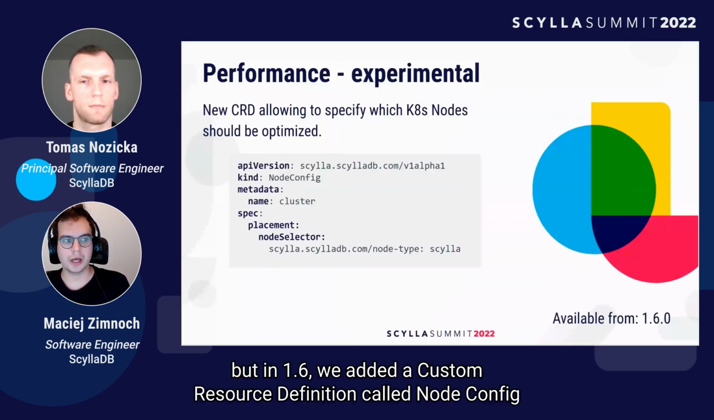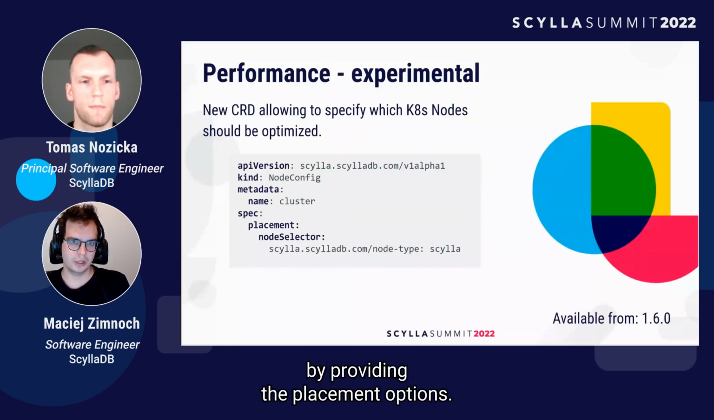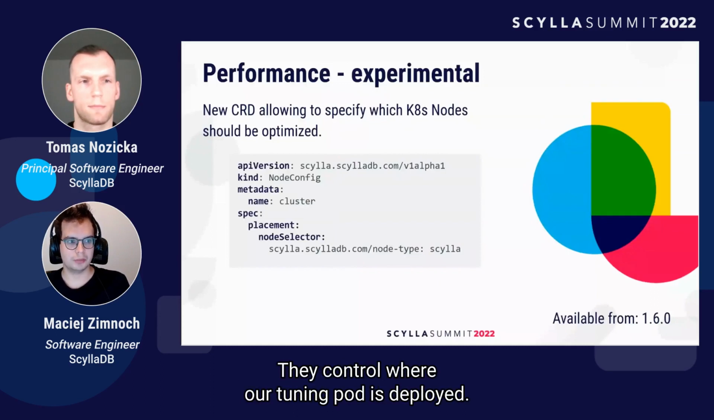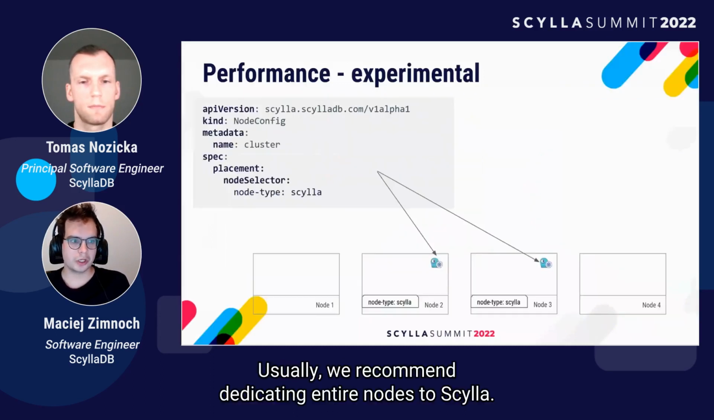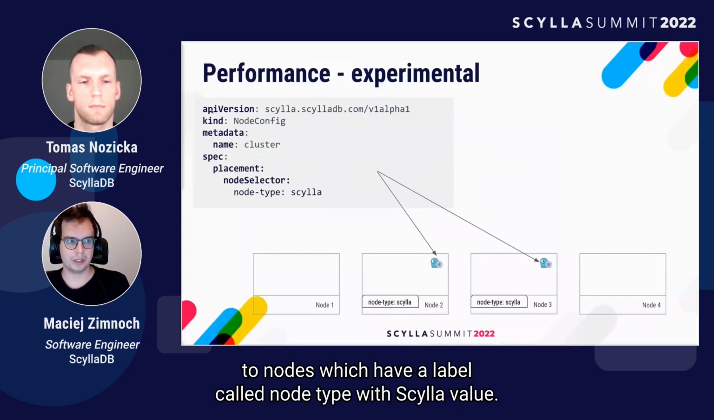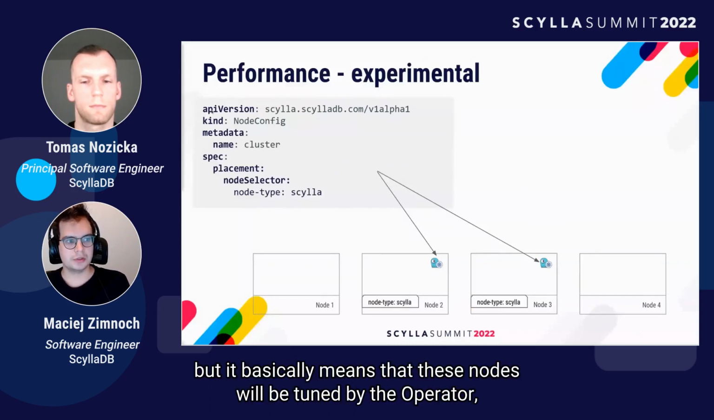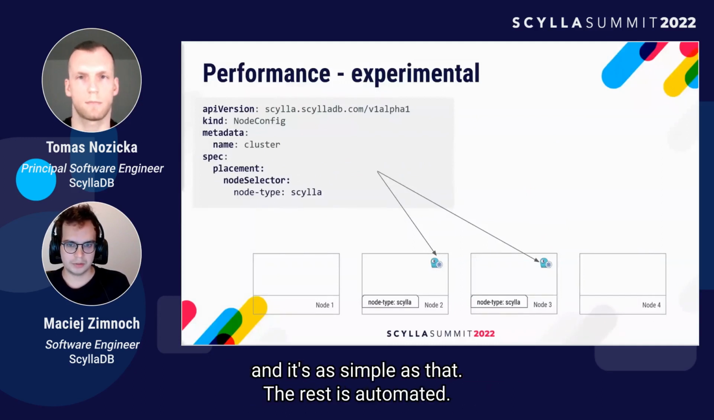But in 1.6, we added a custom resource definition called node config, which allows you to tune your Kubernetes nodes by providing placement options. They control where our tuning pod is deployed. Usually we recommend dedicating entire nodes to Scylla. So in this example, we set the node selector to nodes which have a label called node type with Scylla value. Of course, you can choose any other label, but it basically means that these nodes will be tuned by the operator. And that's it. As simple as that, the rest is automated.